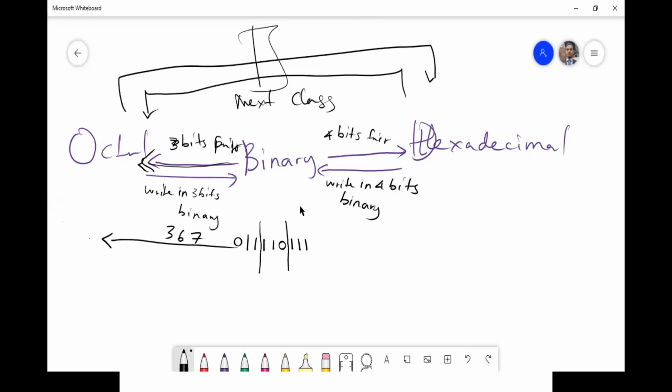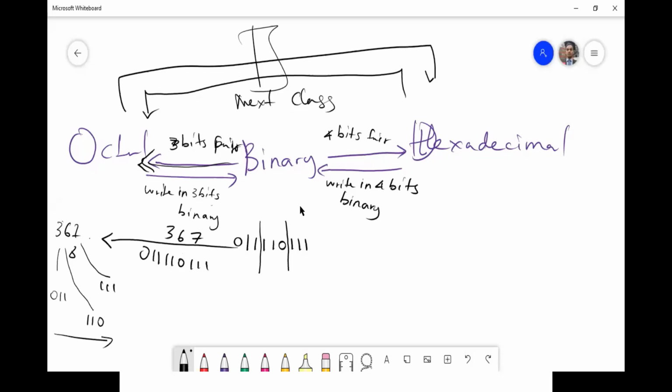Now again, if you want to convert this octal, write each digit in 3-bit binary. Each one can be written in 3-bit binary. 3 is 0 1 1, 6 we can write 1 1 0, 7 we can write 1 1 1. So you have to follow this order. So you will get 0 1 1 1 1 0 1 1 1. So this is the way we convert from binary to octal and octal to binary.